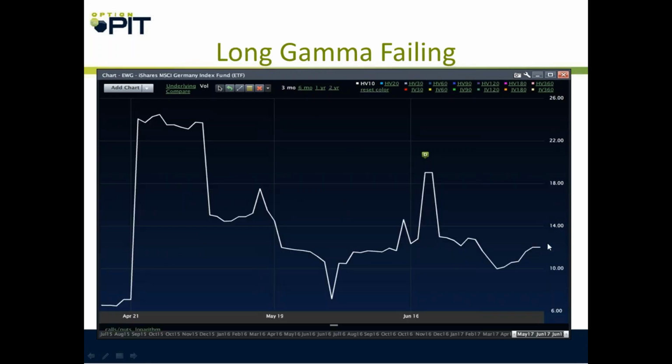All right, now here's EWG. This is Germany. So if I bought in here, ignoring the dividend, but let's say I bought in here, have I been making money? Same period of time, right? Short premium stuff hurts when things move, right? And long premium does well.